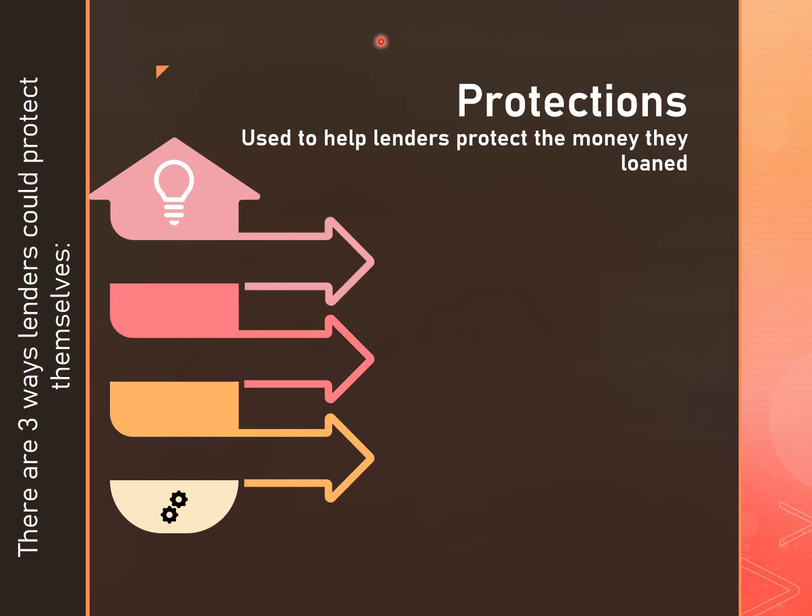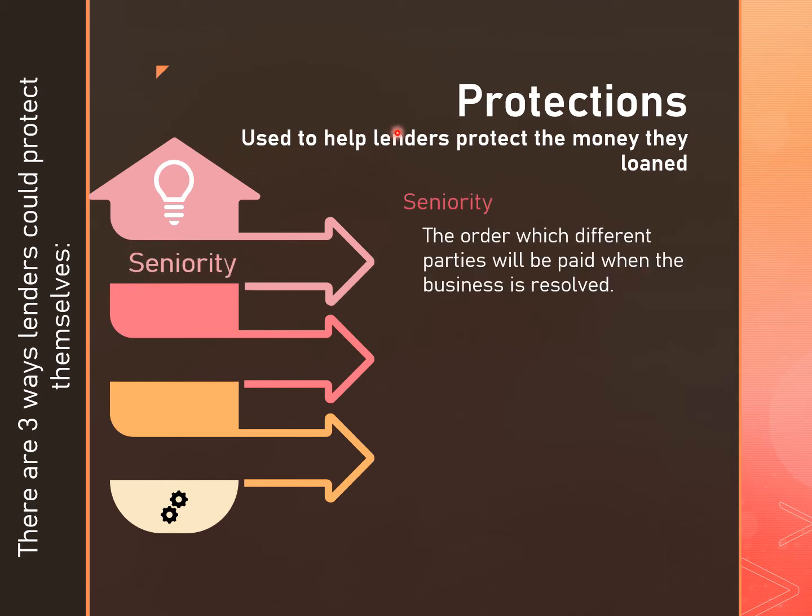Okay, kita nak cakap tentang protection. Usually protection ni involve apabila ada orang bagi you hutang. So the lender tu dia nak, right, bila wujudnya debt, so akan adalah the term protection. First one, what are the kind of protection? Dia ada 3 jenis. First one adalah the seniority. Seniority adalah the order of which different parties will be paid when the business is resolved.